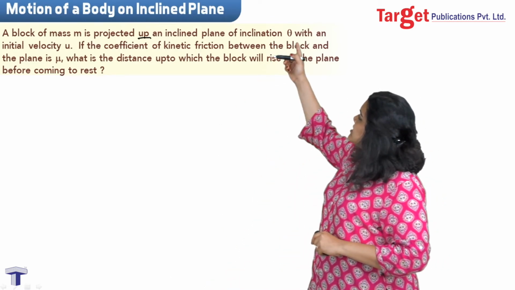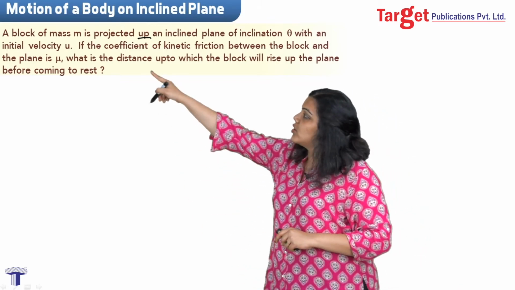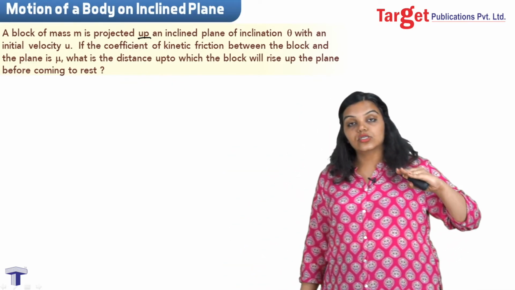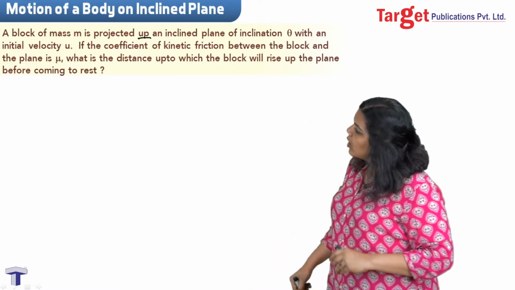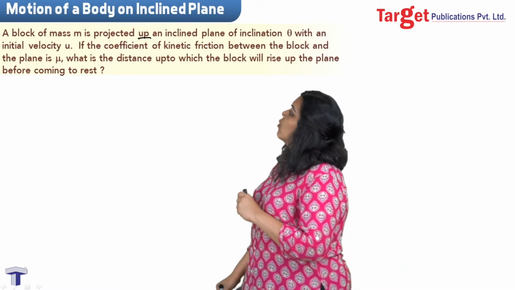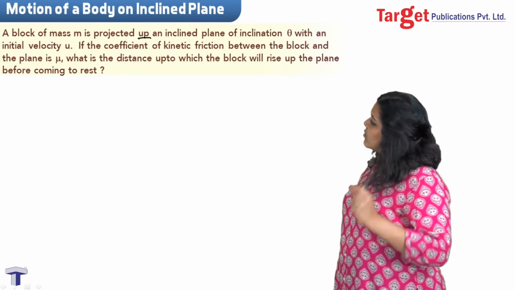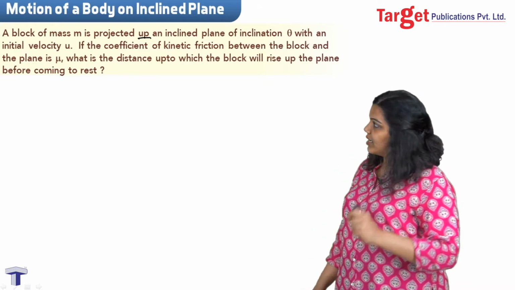The inclined plane has an inclination theta. The block is given an initial velocity u. The coefficient of kinetic friction between the block and the plane is mu. What is the distance up to which the block will rise up the plane before coming to rest?